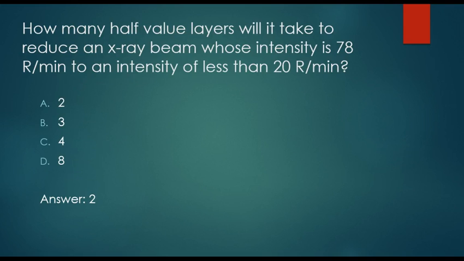Okay, remember, we've got 78 Roentgens to start with. So our first half-value layer is going to cut that number down to 39. Remember, that's half-value layer number 1. Second half-value layer is going to divide that 39 down to 19.5. So now we're below 20, and that was the question. They're not asking how to reduce it to 20. They're saying how to reduce it to below 20. And so 2 half-value layers will do it.